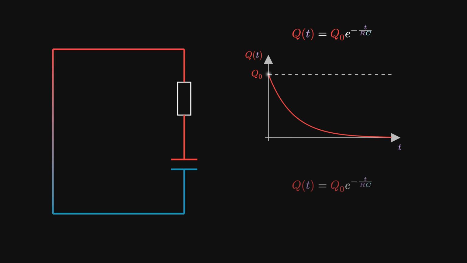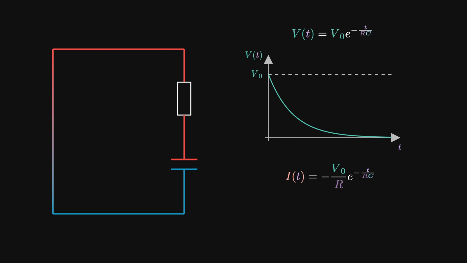We can find the voltage just as we did before, as V equals Q over C. Dividing through by C immediately gets us the expression V equals V naught times e to the minus t over RC. For the current, I equals dQ by dt, which gives us I equals minus Q naught over RC times e to the minus t over RC. The minus sign shows that the current flows in the opposite direction during discharge.